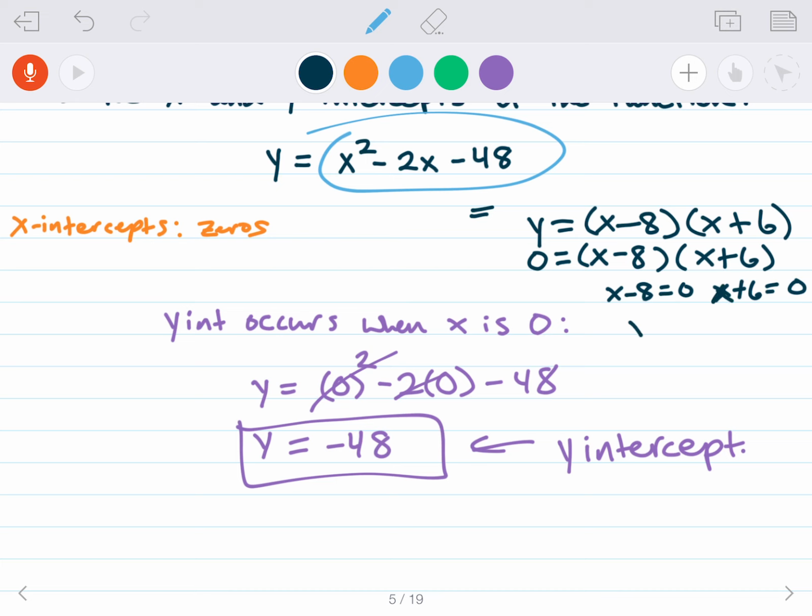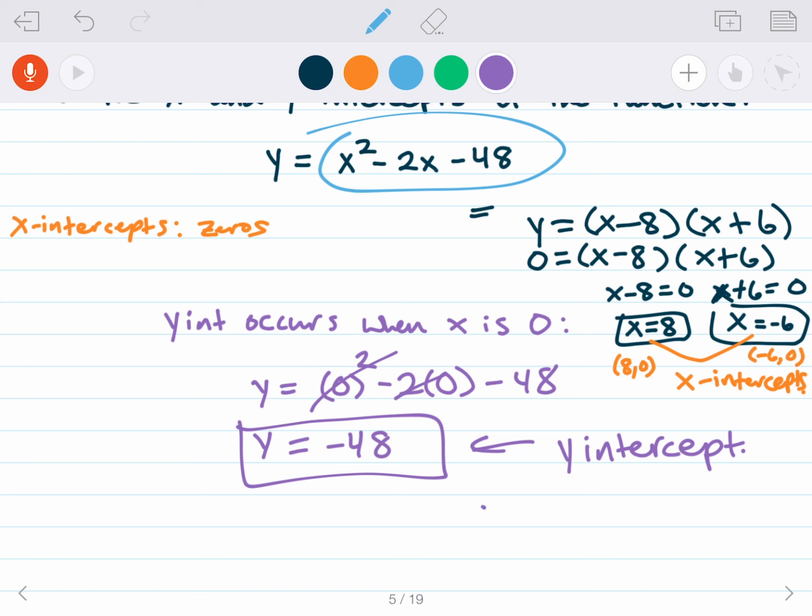Adding 8 to both sides in the first one, we get x equals 8. And subtracting 6 from both sides on the second one gives me x equals -6. So these are my x-intercepts. As an ordered pair, we have x equals 8, y equals 0, so (8, 0). And this one would be x equals -6, y equals 0, so (-6, 0). Again, for the y-intercept, x is equal to 0 and y is equal to -48.